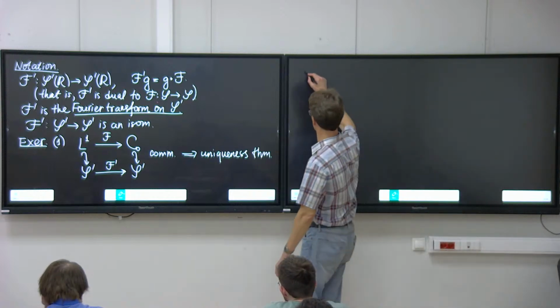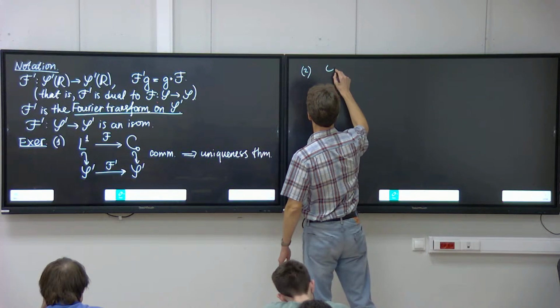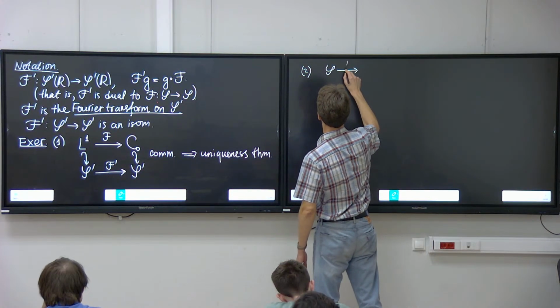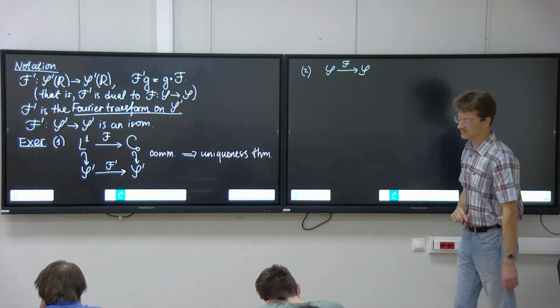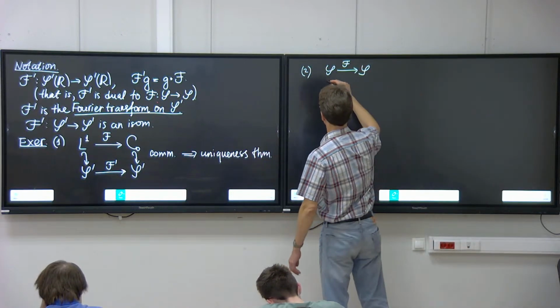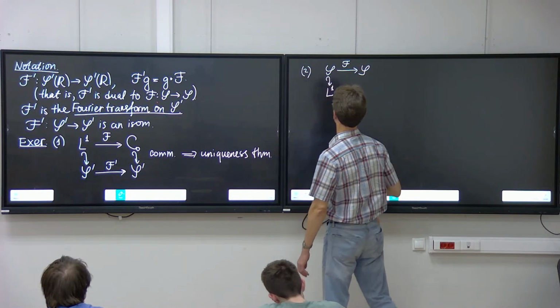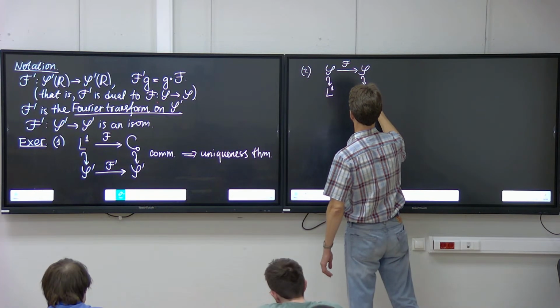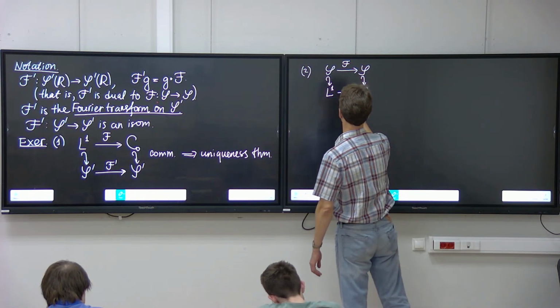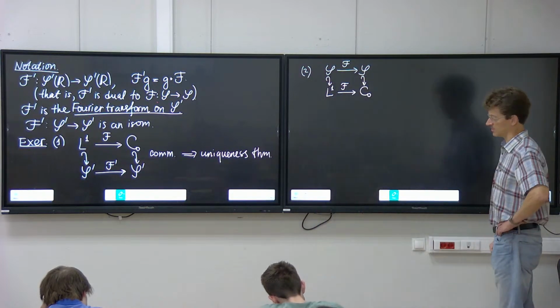Exercise 2. Let's now look at another commutative diagram. So we have the Fourier transform on the Schwarz space, which is a topological isomorphism. The Schwarz space is contained in L1, and at the same time it is contained in C0. And here we have the Fourier transform on L1. And just by construction, this diagram commutes.